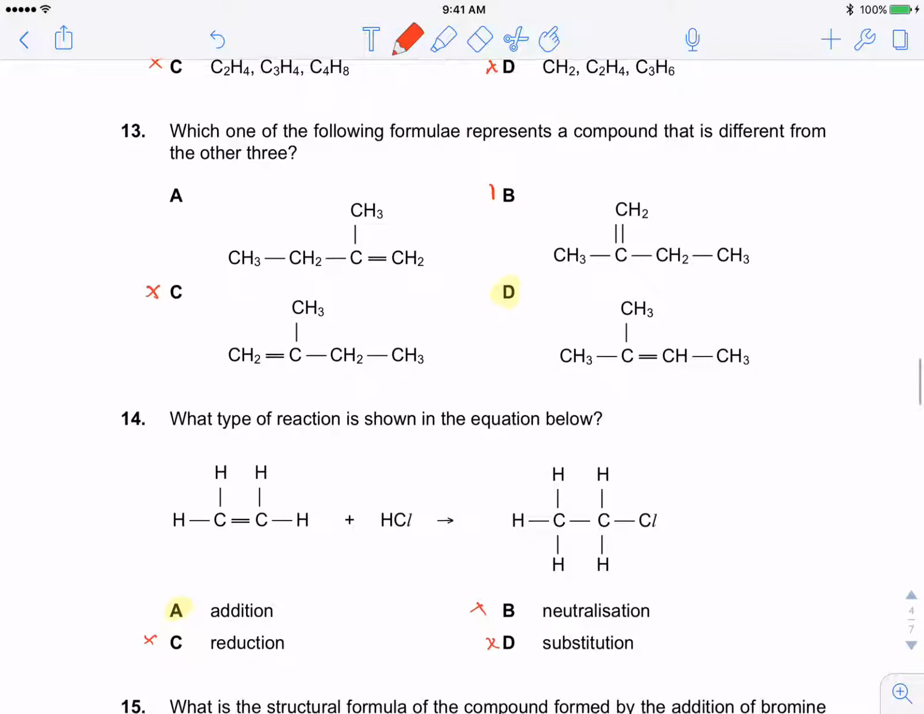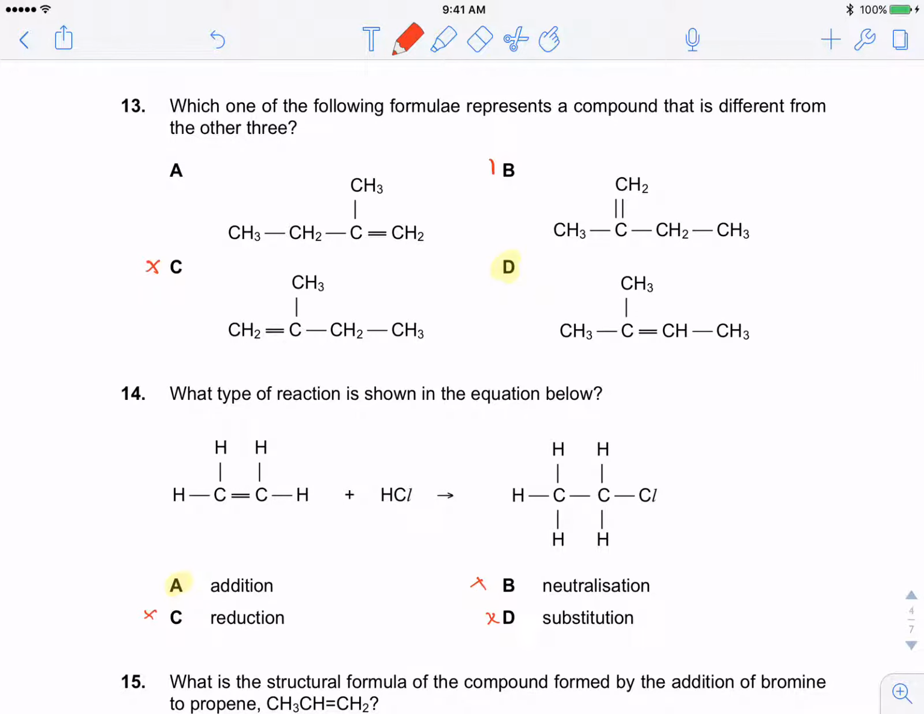Okay. Question 13. Which one of the following formulas represents a compound that is different from the other 3? Okay, so again, to look at this kind of question, first you must look at the main chain. The main chain for A is this, including the C=C double bond. So if I were to name this, it would be 2-methylbut-1-ene. Okay, let's look at the other. B, the longest chain that contains the double bond would be this, which is also 2-methylbut-1-ene.